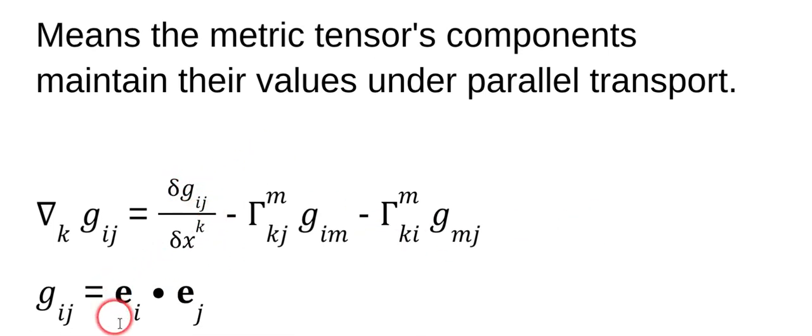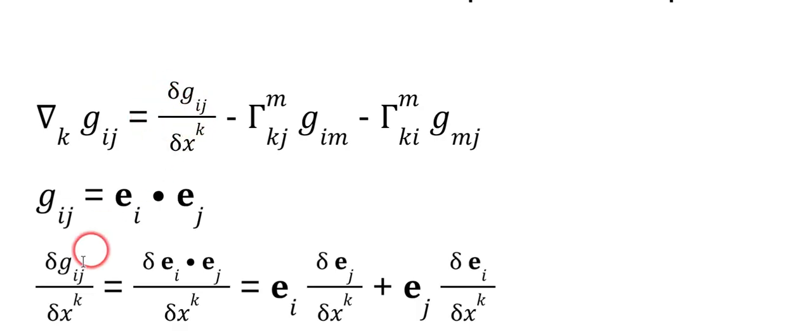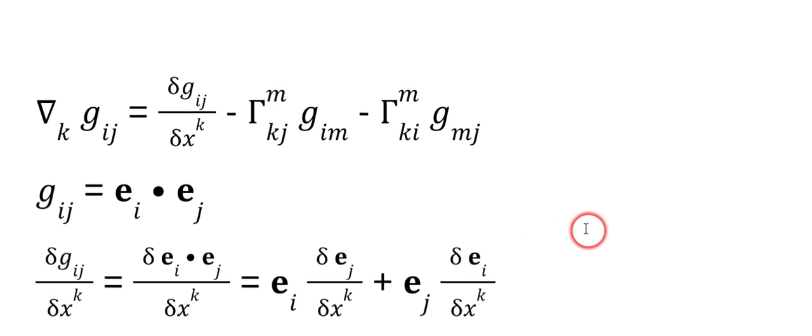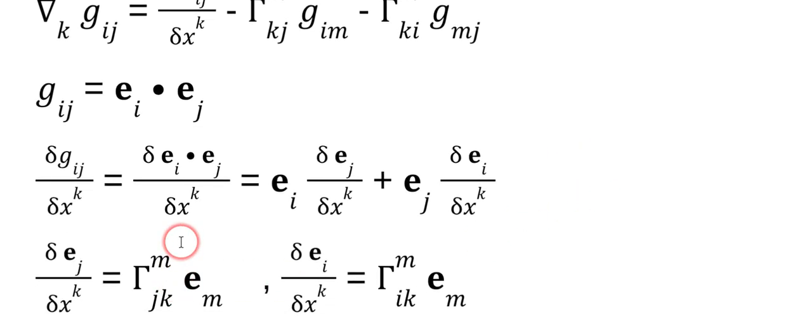Now, what is the metric tensor? Well, it is the inner product of the basis vectors, remember that? So let's break this out here by itself and write it with the partial derivative of the basis vectors with respect to a coordinate. We have to use the product rule here: the first times the derivative of the second plus the second times the derivative of the first. If you've been looking at this stuff for a while, you instantly recognize these. Those are actually the definition of the Christoffel symbols.